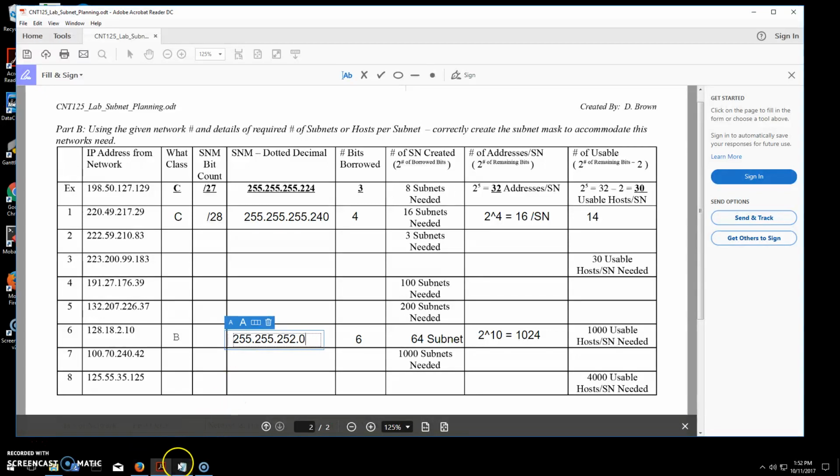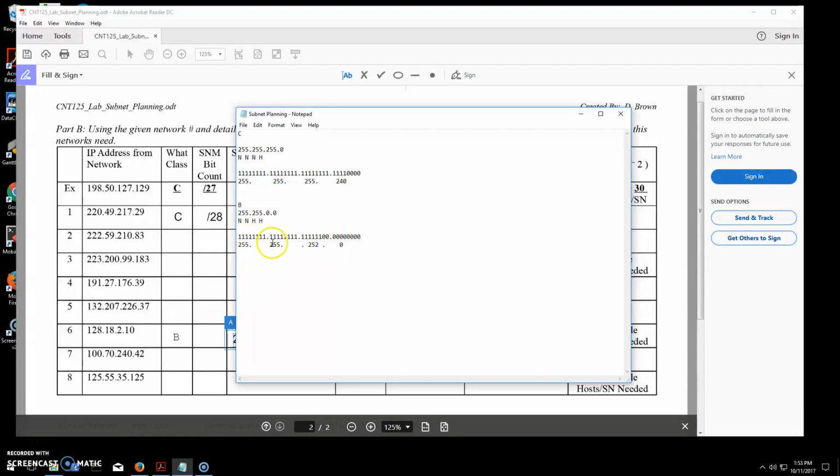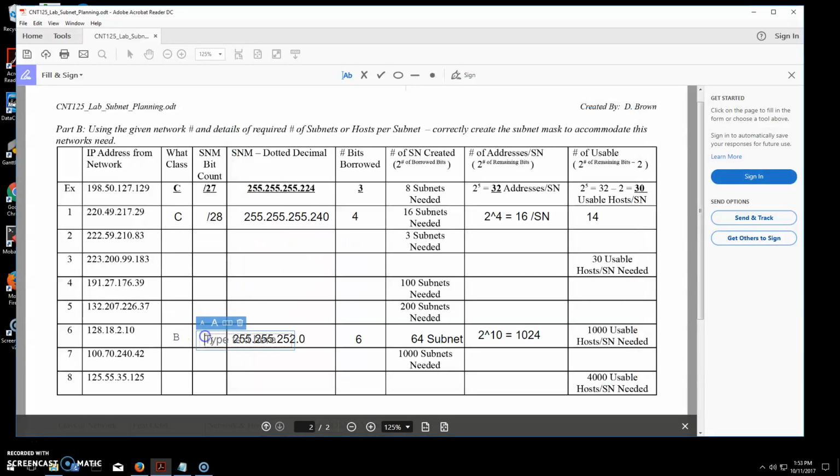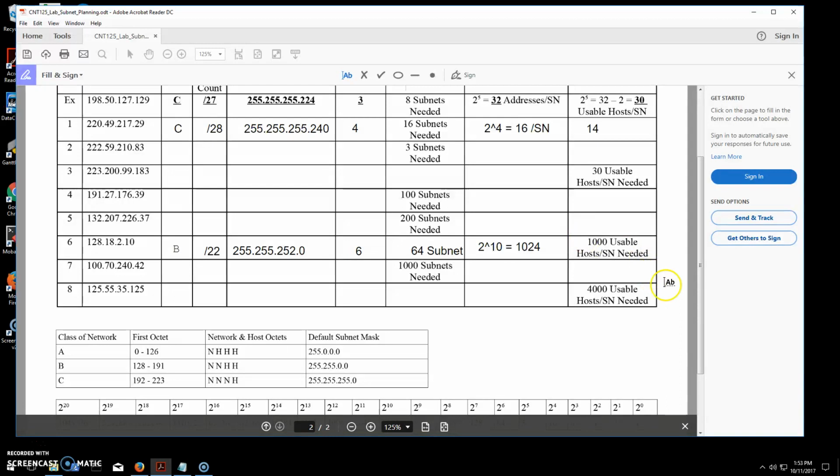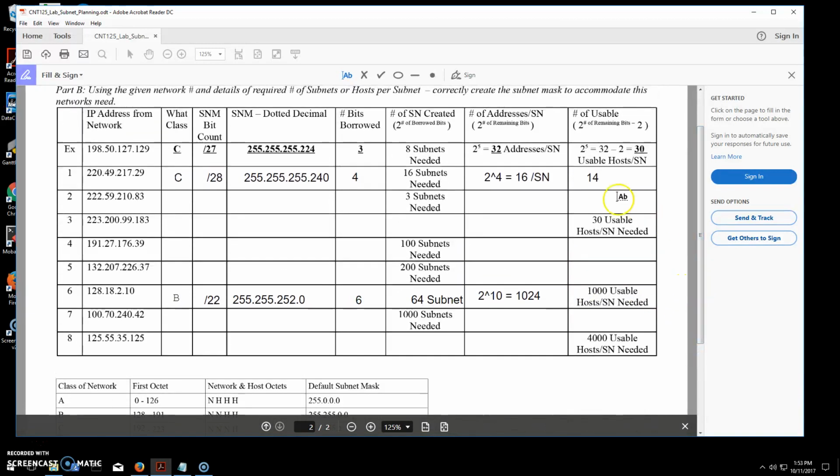And my bit count is going to be, as I take a look, 8, 8, 16, 17, 18, 19, 20, 21, 22. We'll have a bit count of /22. Okay? So that's all we're doing in the back half. We're just approaching it from the back end and making sure we're accommodating either enough bits for hosts or enough bits for subnets. And then we alter our subnet mask and bit counts over here. That's all we're doing in the back. So there's your subnet planning lab.